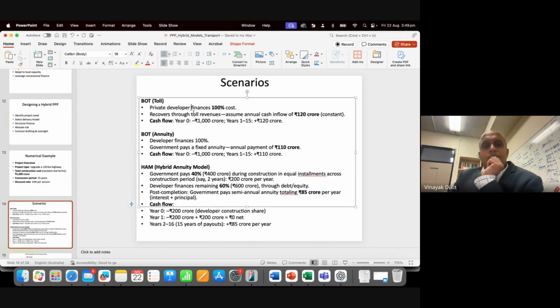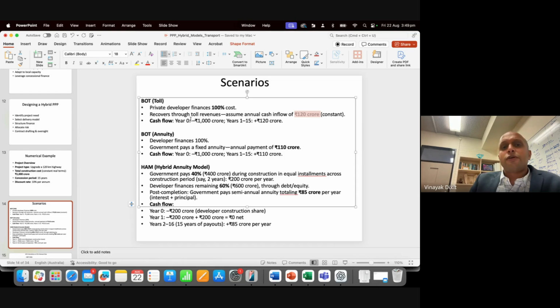So the scenarios are the private developer. We are going to do a BOT with toll. So the private developer finances 100% of the cost, right? He or she is going to pay the 1,000 crores and recovers this through toll revenues, assuming an annual cash inflow of 120 crores. Now, this is where a lot of mistakes happen and PPPs go bust. Okay, and we'll talk about that.